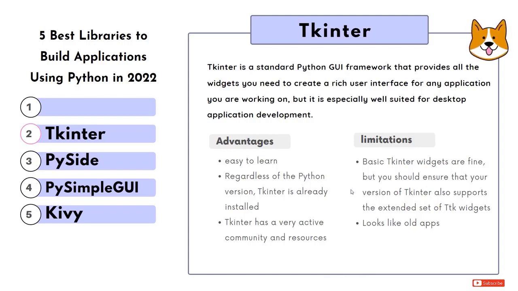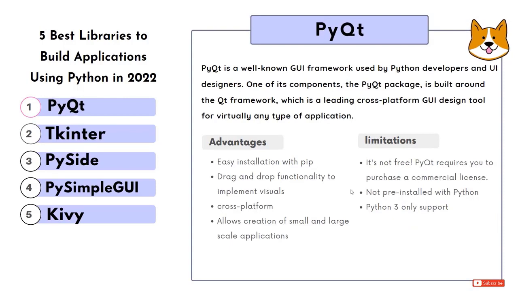Well, here we have the final top 1 GUI framework, which is PyQt. PyQt is a well-known GUI framework, and it is used by Python developers and UI designers. One of its components, the PyQt package, is built around the Qt framework, which is a leading cross-platform GUI design tool for virtually any type of application.